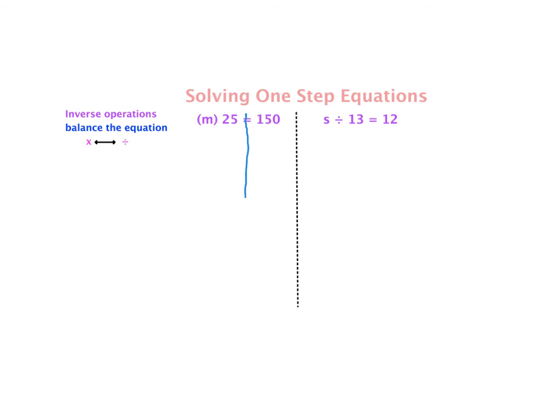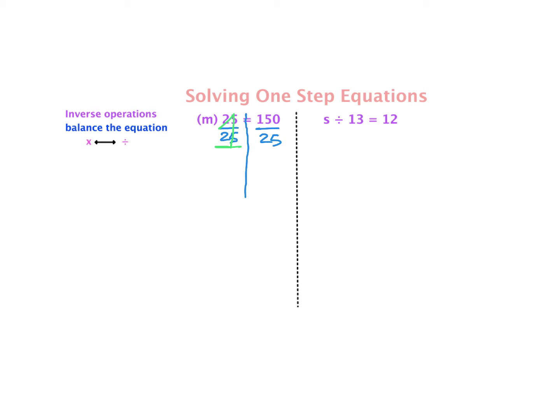We have m times 25, which means that the inverse of multiply is divide. So we're going to divide by 25 on one side. What we do to one side, we do to the other side. So 150 divided by 25 also. 25 divided by 25 is 1. So I'm just going to write a big 1 right there. So I'm literally left with 1m.